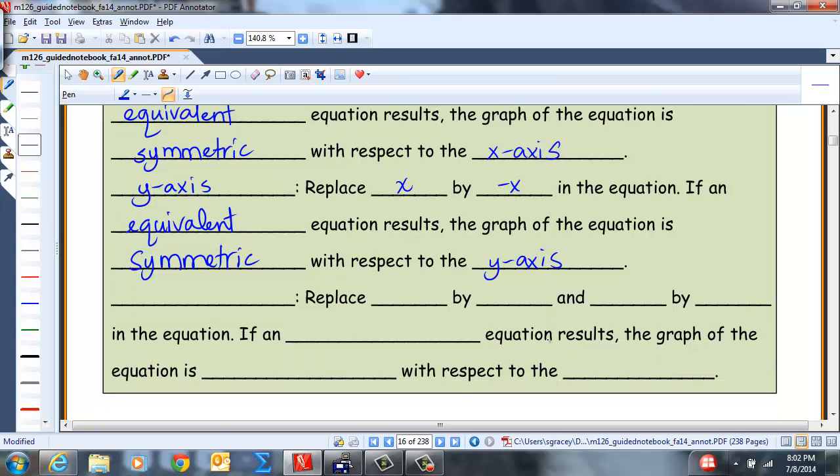Okay, test to see if we have symmetry with respect to the origin. So this time you replace x by negative x and y by negative y. If an equivalent equation results, the graph of the equation is symmetric with respect to the origin.